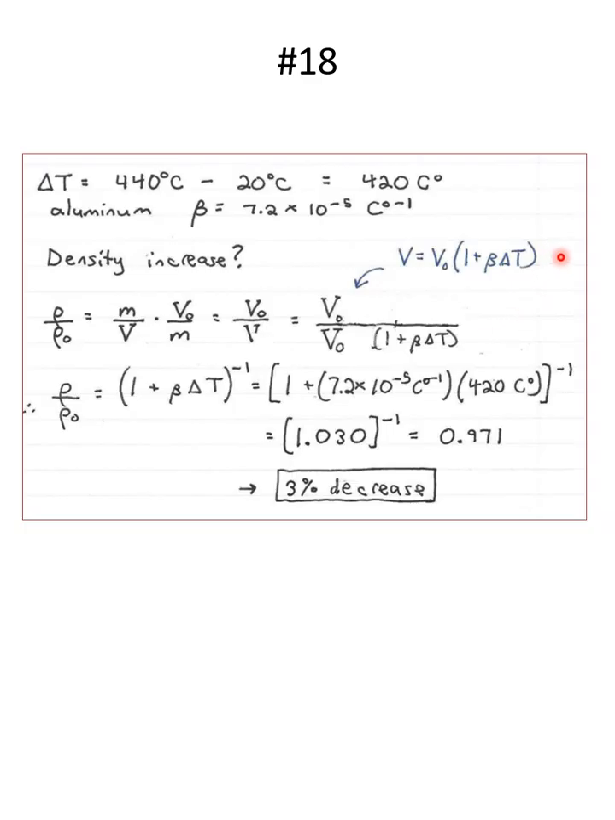This formula, I don't think it was specifically given in the book, but this is what I've given in class. And so it's good to use this form of it. And now let's plug everything in. Well, actually, before we do, we can see that the old volume divides out, leaving a 1 in the numerator. So it's 1 over 1 plus beta delta T. And here we have the reciprocal of 1 plus beta delta T.